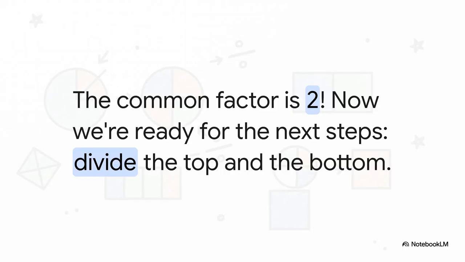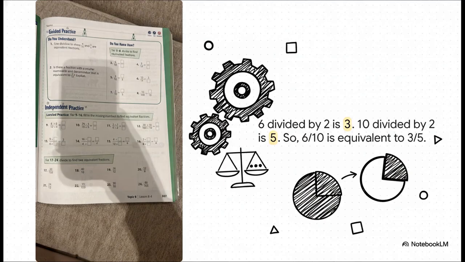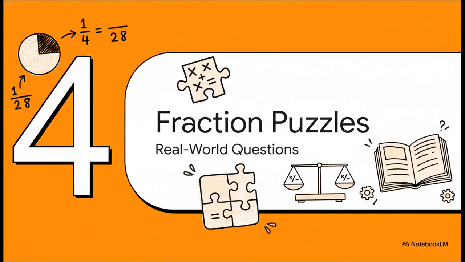You got it. The common factor is 2. 6 can be divided by 2, and 10 can also be divided by 2. Perfect. Now we are ready for the next 2 steps. Let's do the division. So we take the numerator, 6, and divide it by 2, which gives us 3. Then we take the denominator, 10, and divide it by 2, which gives us 5. So the equivalent fraction for 6/10 is 3/5. Excellent work.